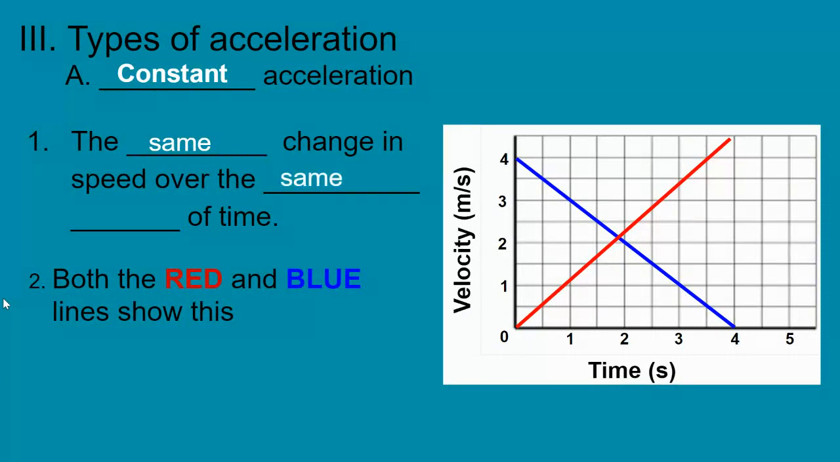We will have the same amount of time that occurs, and so we'll see a constant slope that's happening here. Okay, so if we have a constant acceleration, we're going to have that same change in speed over the same amount of time. And our red line and our blue line both show this. So it could be that we have it going downward or going upward, and we'll talk about that in just a second.